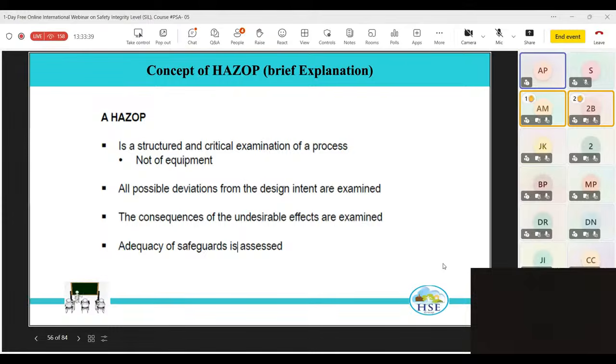That means the increase from 5 to 5.5, whether it is going to damage the vessel in any way, whether it is likely to rupture the vessel, whatever the consequence is, that is examined, and the adequacy of safeguarding the asset. That means whether it is properly designed as per the codes and standards, and whether it can withstand this additional pressure or temperature rating. Okay, that is carried out in the HAZOP in a very structured way.